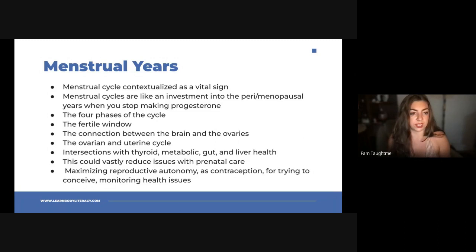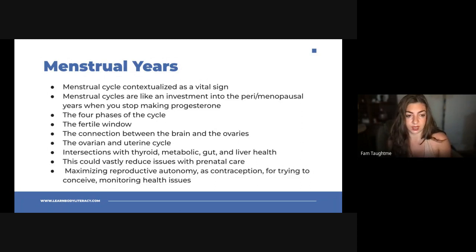Those two things really connect to a lot of various disorders that, again, by knowing this information from the start, that person would have a lot more context to go off of about how to make choices about their treatment. There's also intersections with the thyroid, with metabolic health, gut and liver health. And I think also during the menstrual years, these are also the reproductive years potentially for that person if they so choose. And so this understanding of the cycle can reduce issues with prenatal care.